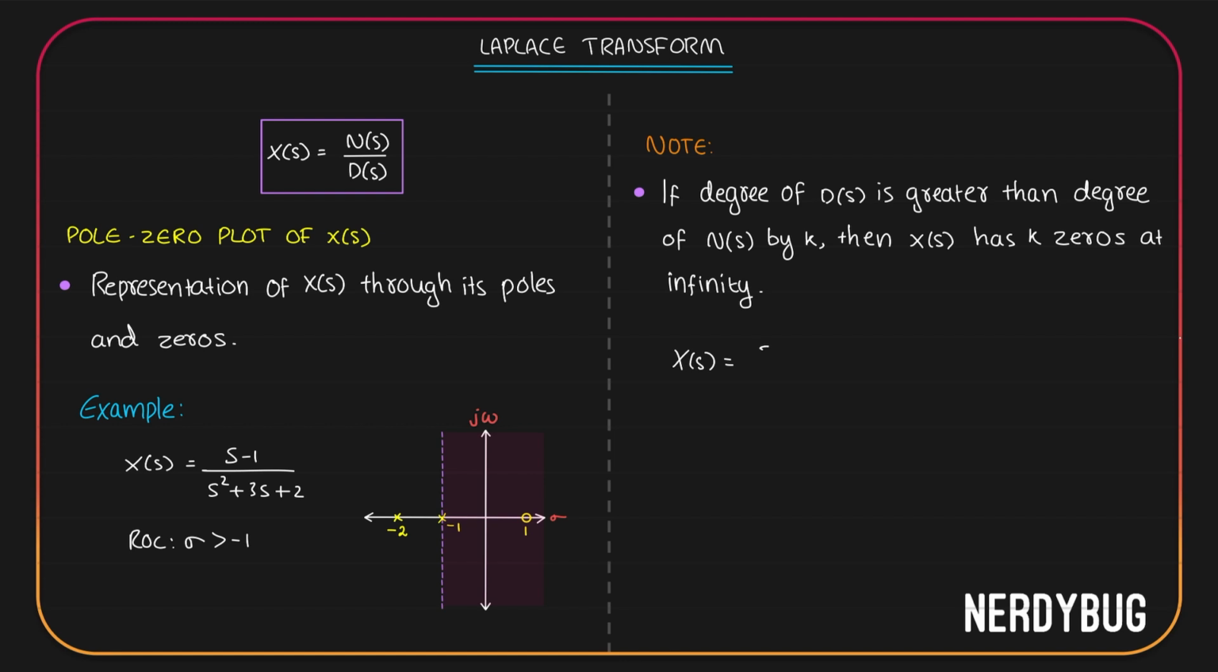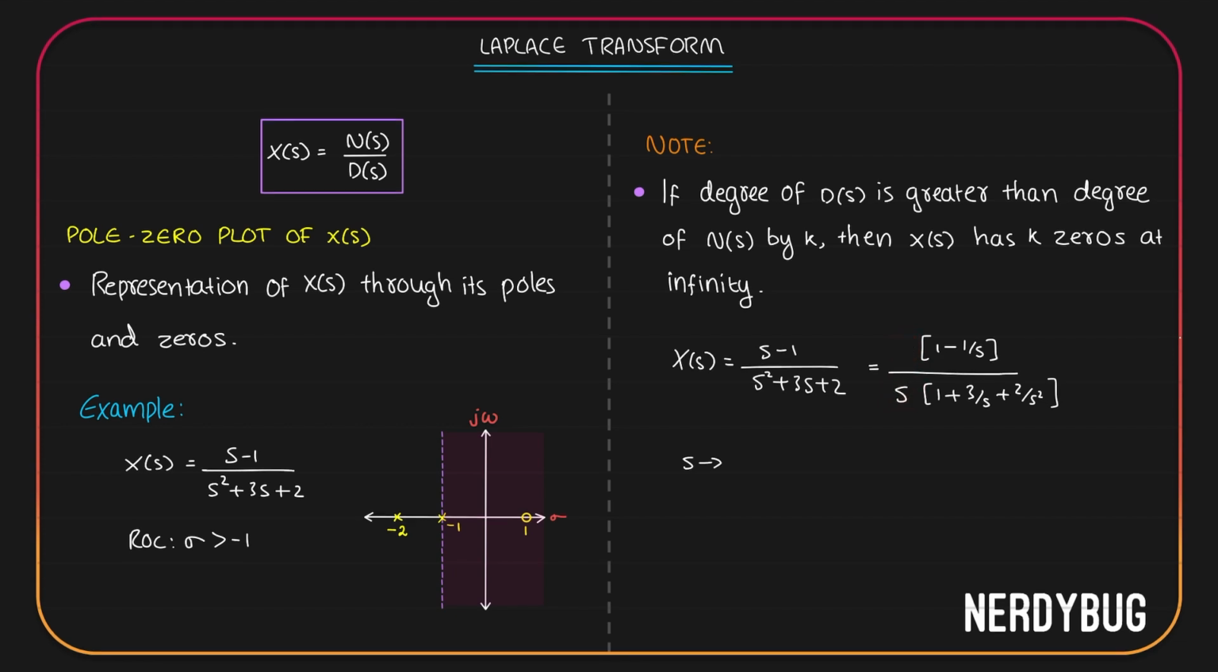Say X of s is s minus 1 divided by s square plus 3s plus 2. Let us take s as common from the numerator, then it becomes s into 1 minus 1 by s, divided by, let's take s square as common from the denominator, so this becomes 1 plus 3 by s plus 2 by s square. We have an s here and an s square here, it becomes 1 by s.